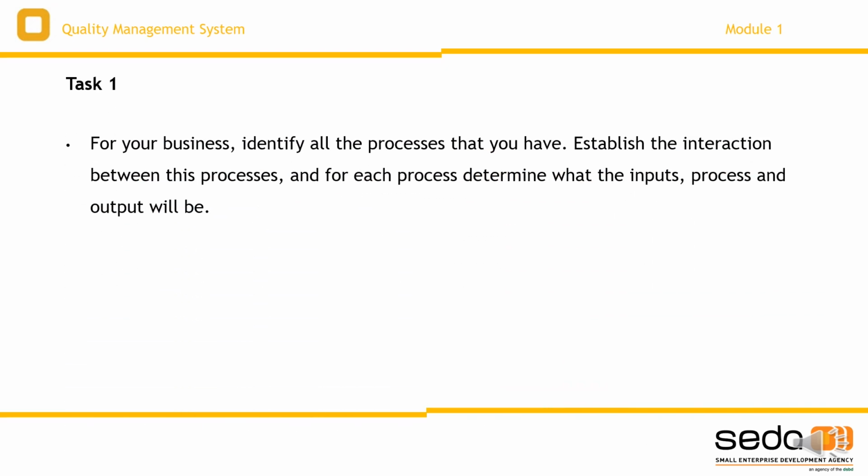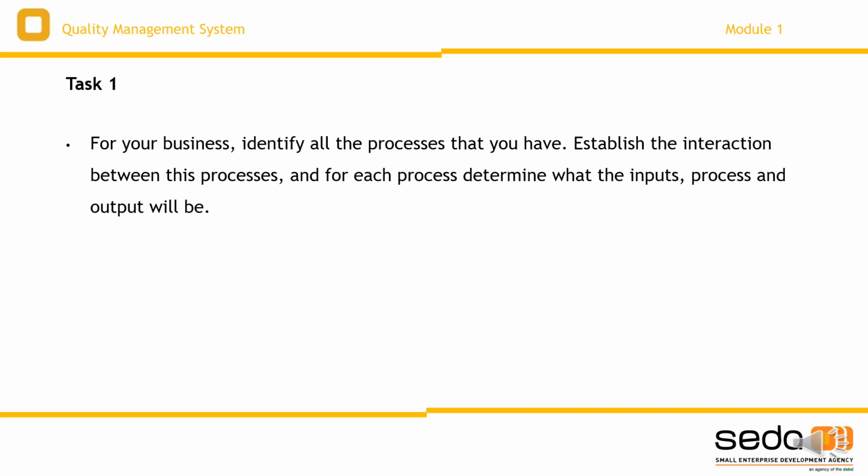Following is a task that you need to complete in order to gauge whether you have understood what we have discussed so far. For your business, identify all the processes that you have. Establish the interaction between these processes, and for each process, determine what the inputs, process, and outputs will be. So you are going to determine, I have a marketing department, or I have someone who's responsible for marketing. I have procurement. I have HR. I have production. I have storage.